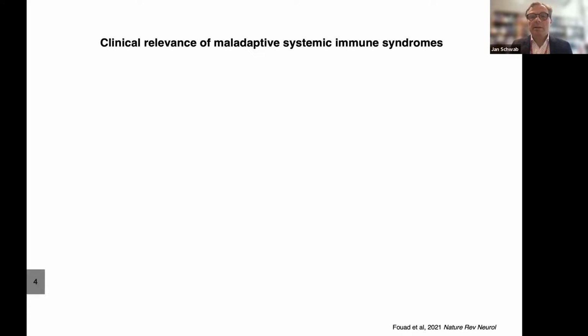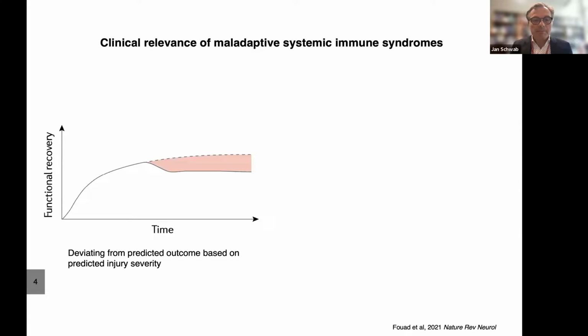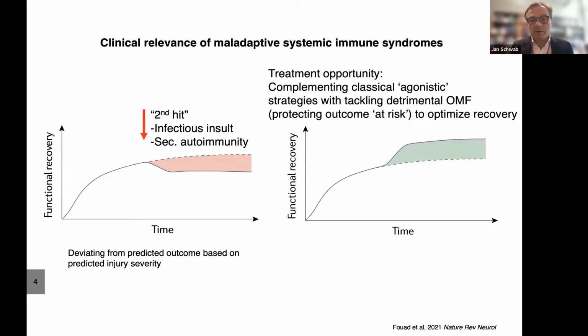So the last part to sum up is about the clinical relevance of these maladaptive immune syndromes. Why should this be relevant? Well, because these maladaptive immune syndromes can give rise to a second hit. Either this infectious insult, as I was showing you, but also secondary autoimmunity may induce a deviation from the predicted outcome, basically resulting in an inferior outcome compared to what is usually to be expected.